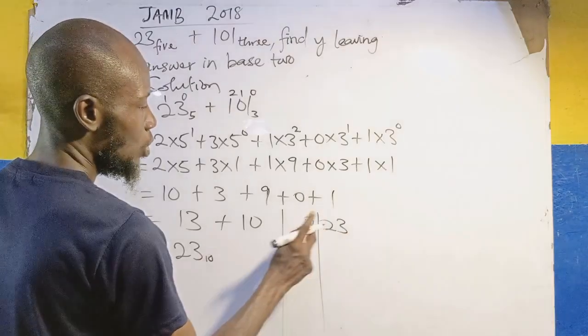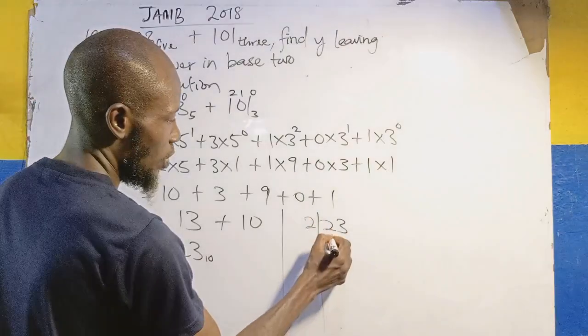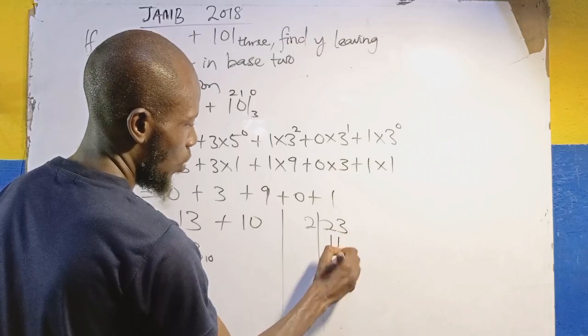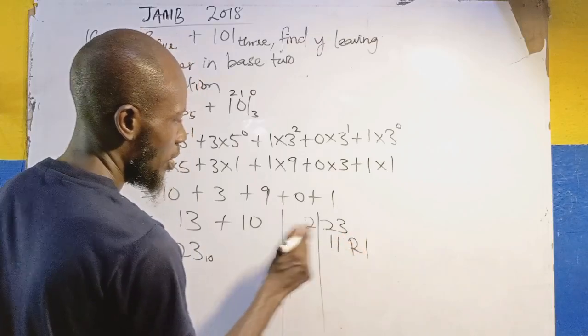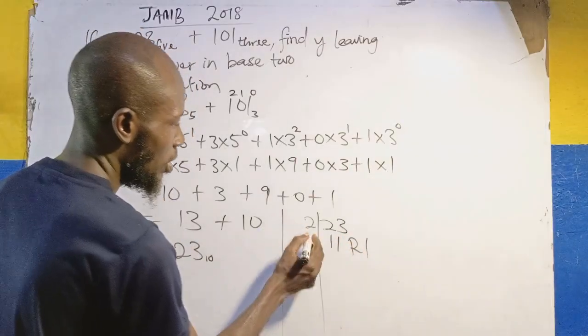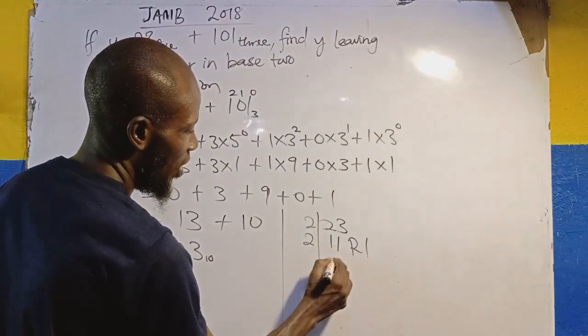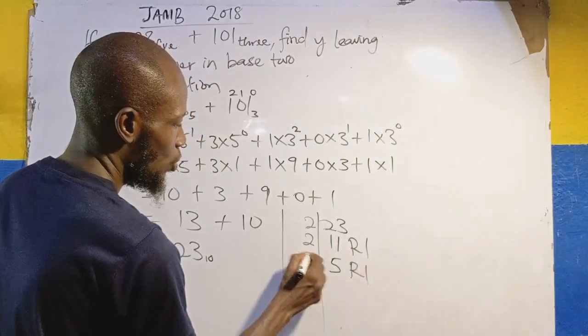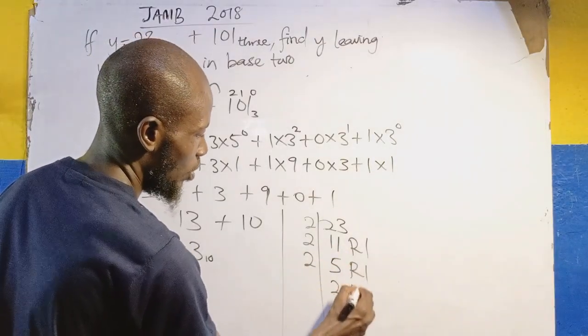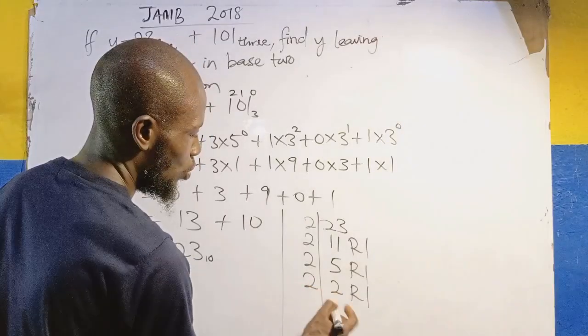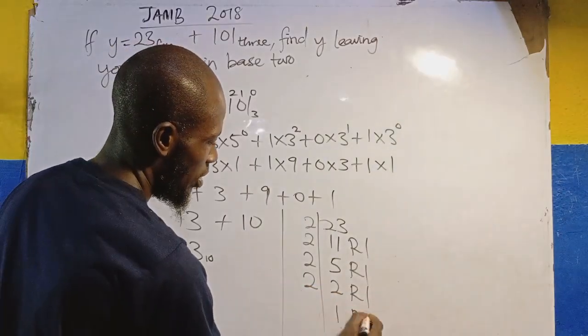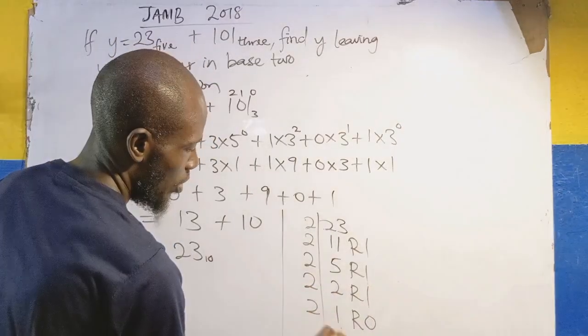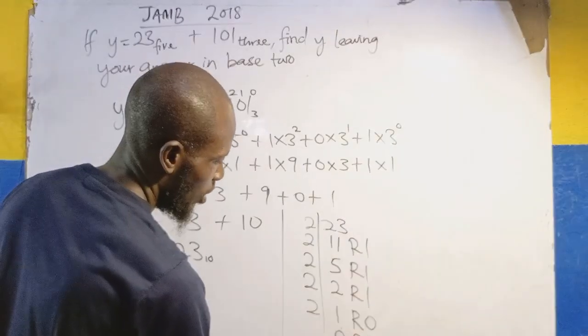So we have 2 in 23. We have 11, remainder 1. Then 2 again. We have 5, remainder 1. 2 again. We have 2, remainder 1. 2 in 2, 1, remainder 0. Then 2 in 1. So that's 0, remainder 1.